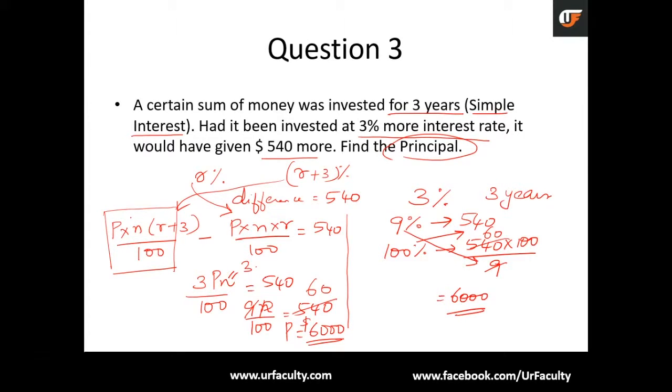You need to basically understand that the increase is because of the percentage and the number of years, and the combined value is basically 9%, and 9% of the total principal is actually yielding you 540 extra. If 9% is 540, what would be 100%? How do you calculate that? You just need to do this cross multiplication, which is basically 540 into 100 by 9, and you get 6,000. I hope you understand this.